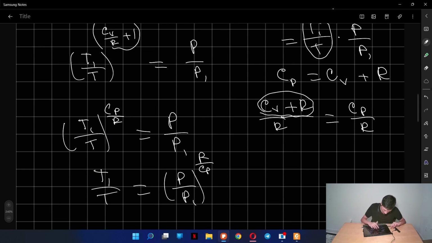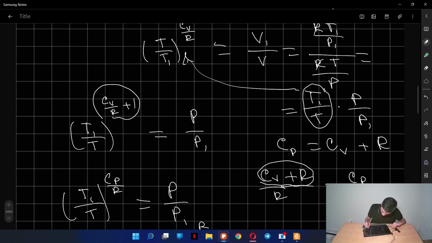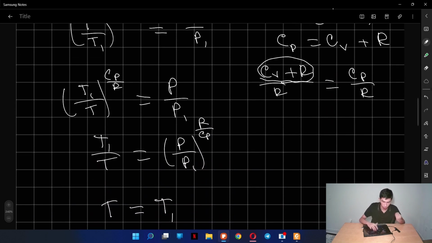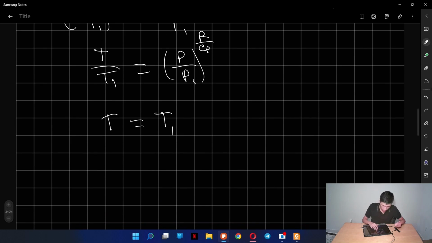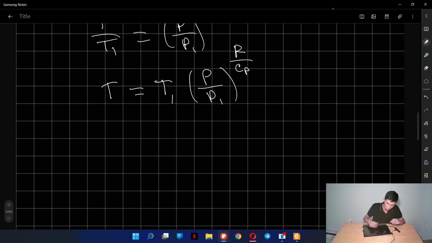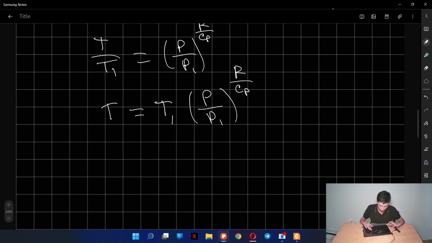Here, I noticed a mistake. When I was writing it down, it should have been T over T initial, not T initial over T. So our equation should change here. So our equation for temperature is going to become pressure over initial pressure to the power of R over specific heat at a constant pressure. Yes, so that's what we have for our temperature.